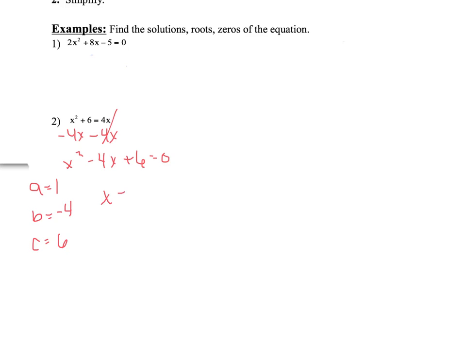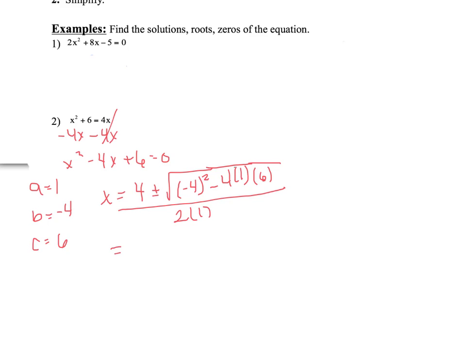So if I plug that into my quadratic formula, negative of b would be a positive 4, plus or minus the square root of b squared would be -4 squared, and since it's negative you want to put in parentheses. Minus 4, a is 1, and c is 6. And 2 times a would be 2 times 1. So I'm going to simplify it. So I'd have 4 plus or minus the square root of 16 minus 24 divided by 2.